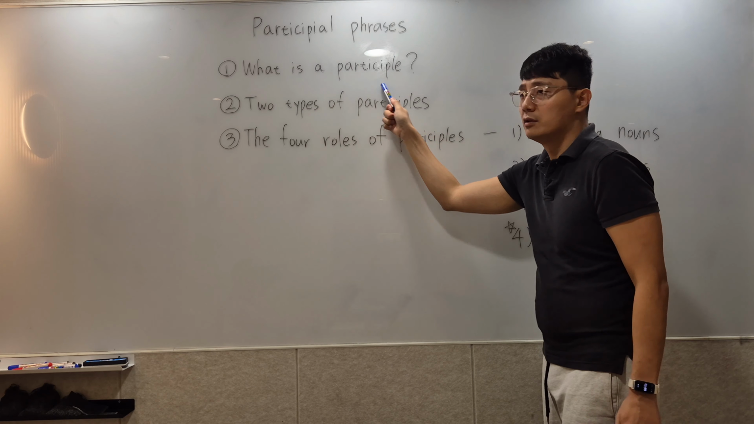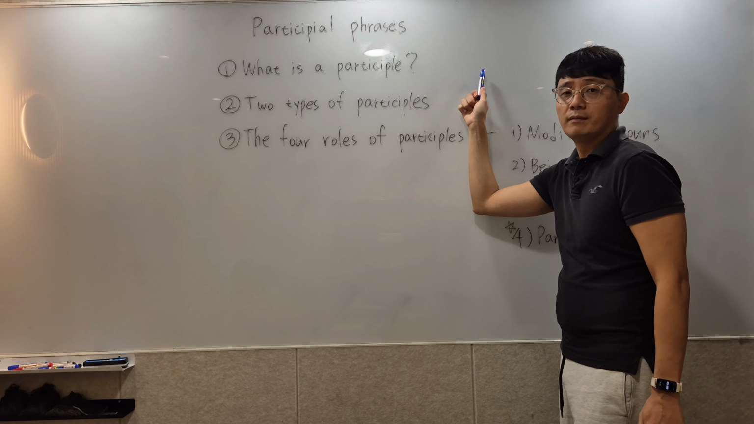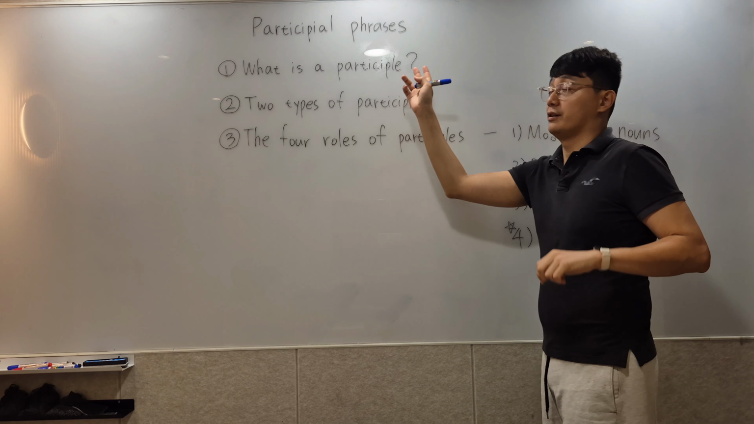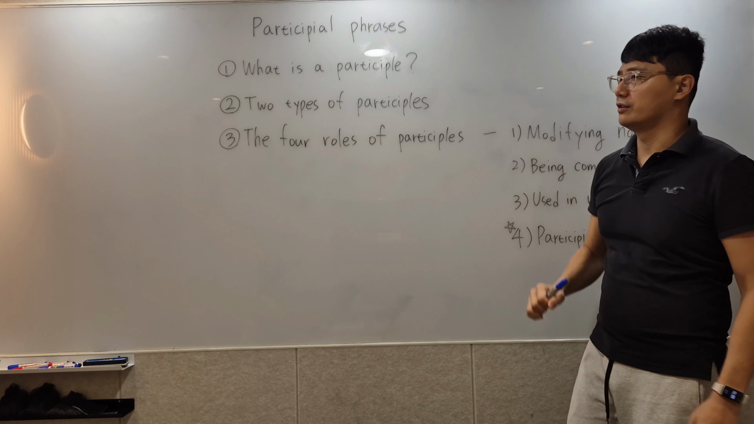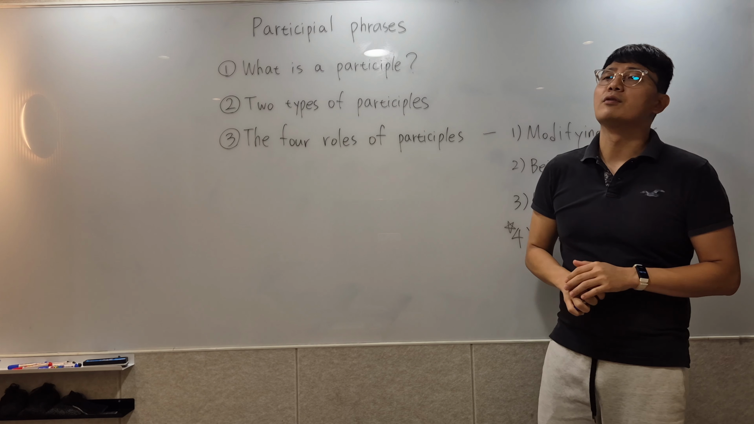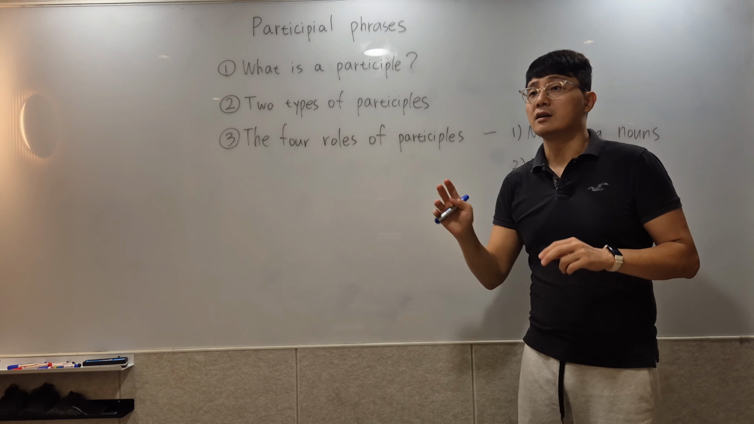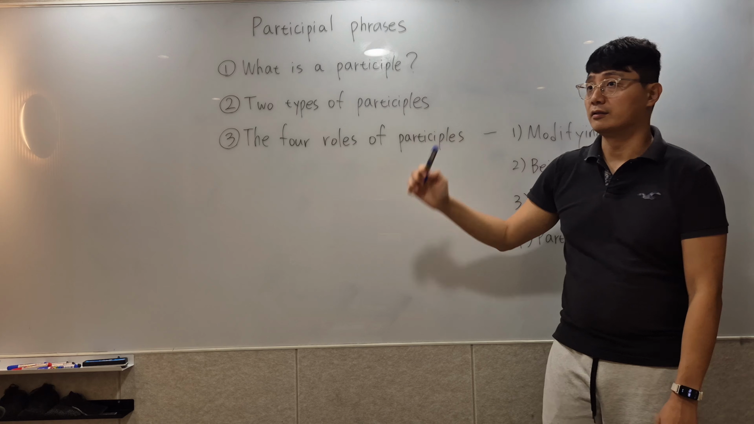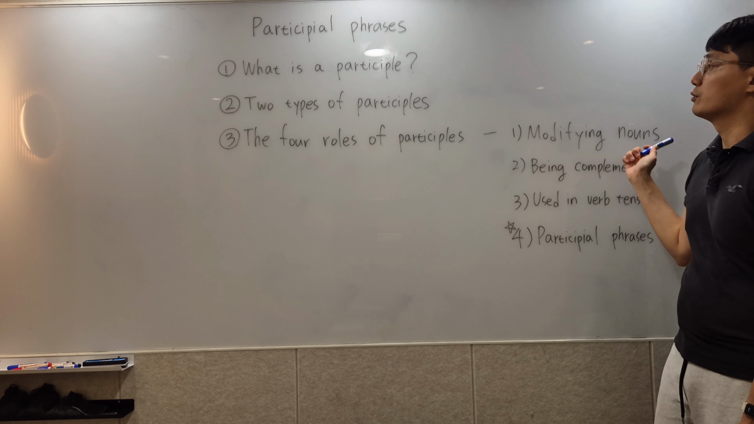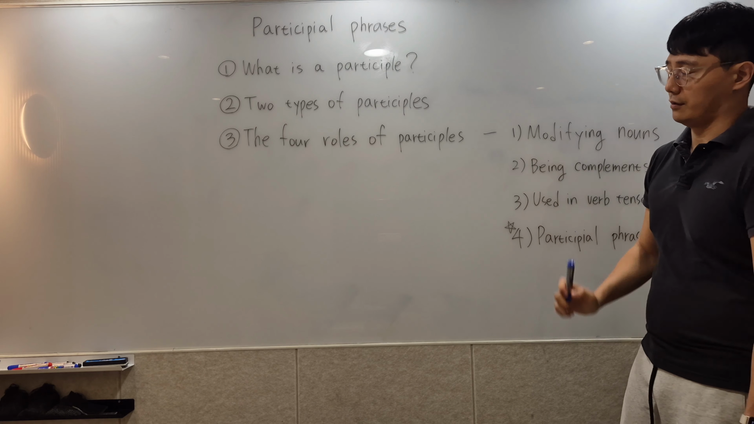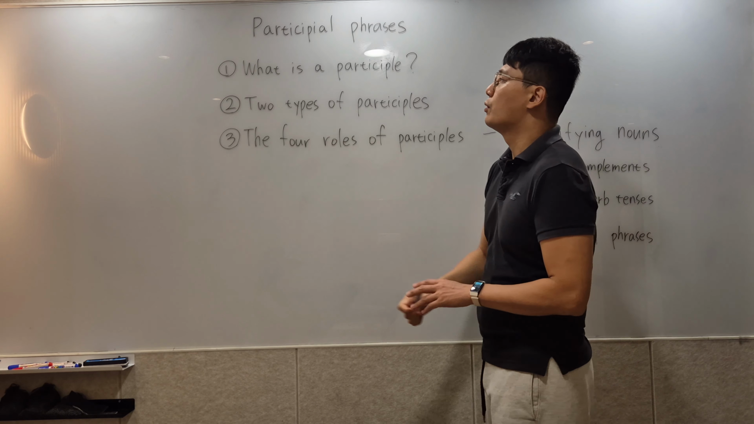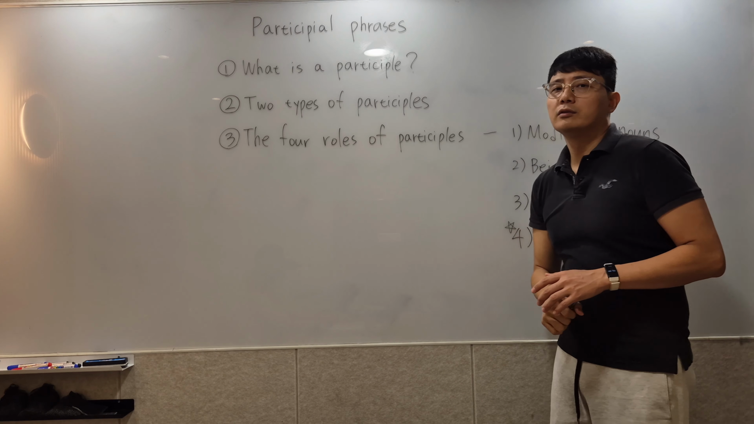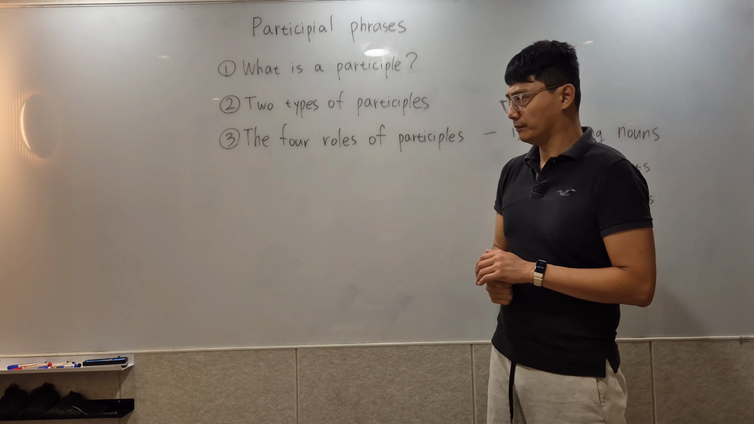A participle is a verb form, but it works like an adjective, like I said earlier, right? It works like an adjective. In terms of parts of speech, it is an adjective, okay? That means it helps to describe nouns. Modifying nouns, that's what participles do, the first one, okay? All right, the second point is there are two types of participles, the present participle and the past participle.